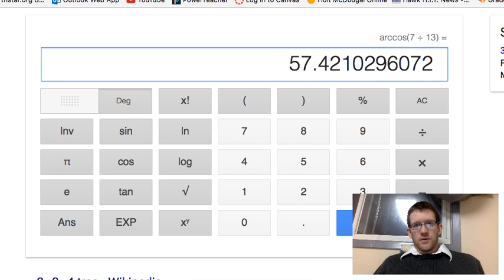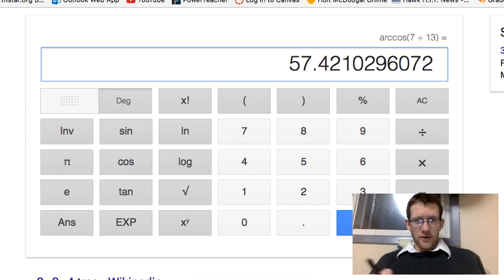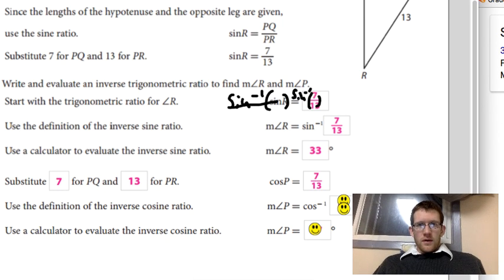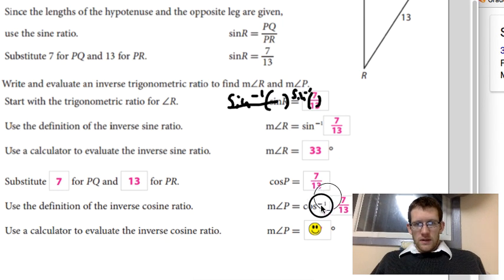You should practice. Make sure you can do this on your own calculator because you do not want to go into a test not knowing how to work your calculator. In this case, it spits out 57 and change. So that gives us 57 or so.